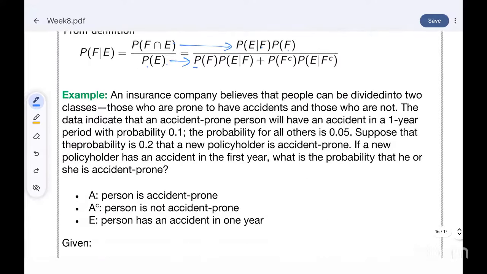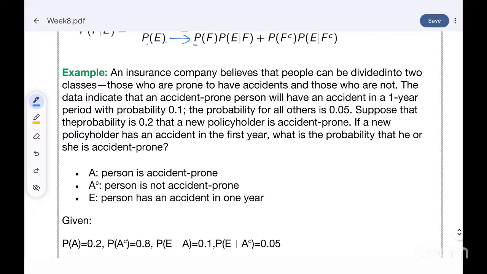The only thing is that you should be able to understand what is given in the question. Whether it is a Bayes rule problem or not, if you identify that, then you can easily use Bayes rule and answer. Now the question is the same, so the first part is exactly the same. P of A complement, P of E given A, P of E given A complement, all these are the same.